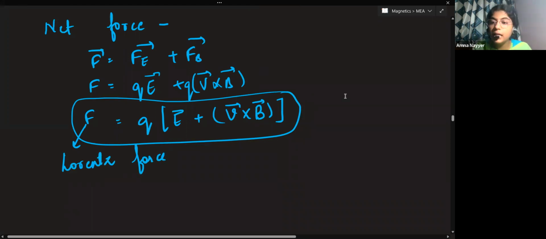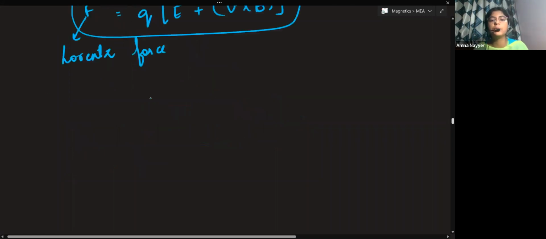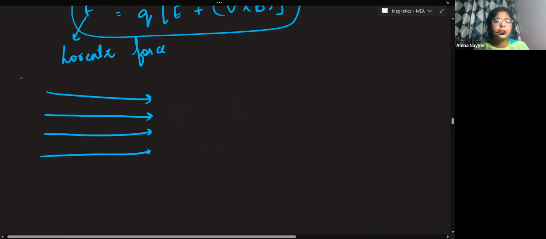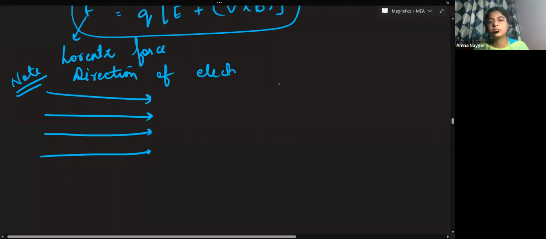Direction of electric force we have studied. Direction of electric force, you know, no? I hope you people remember it. Let's just revise it. You can make a note point and write. This is the direction of electric force. So if it's a positive charge, and this is the direction of electric field, for a positive charge, the direction of force is the same as that of the electric field.